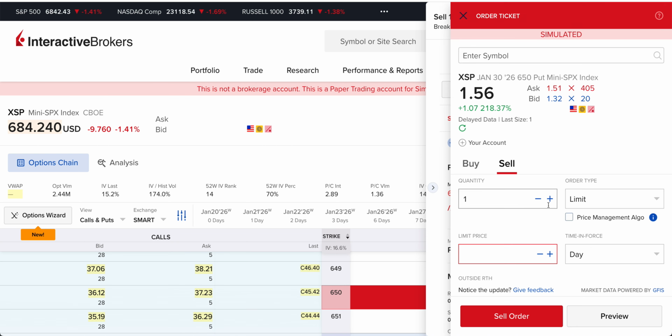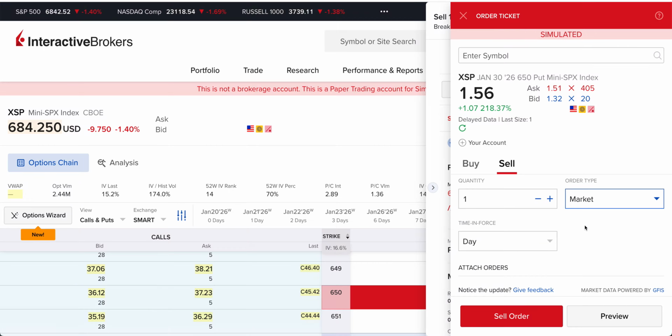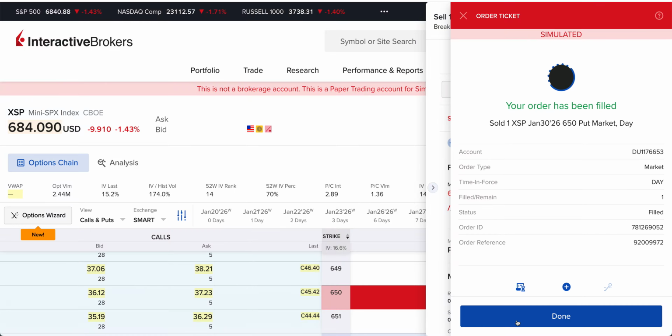So remember, you're selling here. The quantity is 1. We're going to use a market order because the options market is now open more than an hour, so we're happy enough with the bid-ask spreads on this. We click on sell order, and there we go. Our order has been filled. We're now filled on this particular trade.